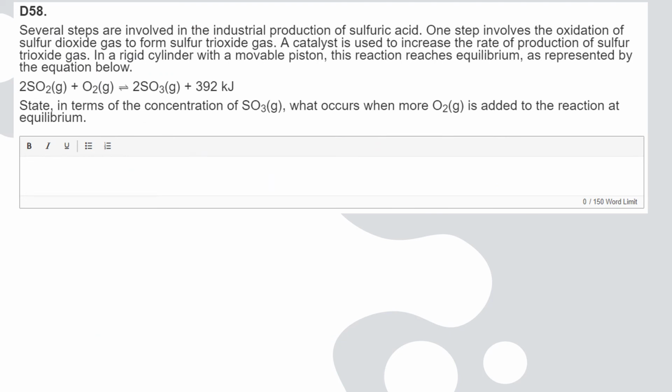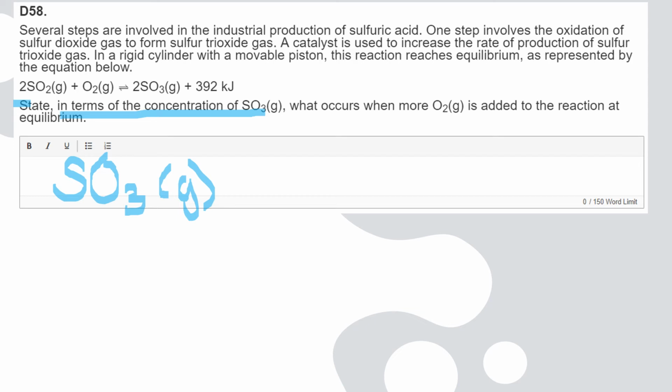All right, again, go to the question. State in terms of the concentration of SO3 gas. So I'm going to write this down right now. SO3 gas. I've got to say that in my answer, so let's just write it down. State in terms of the concentration of SO3 what occurs when more O2 gas is added to the reaction.